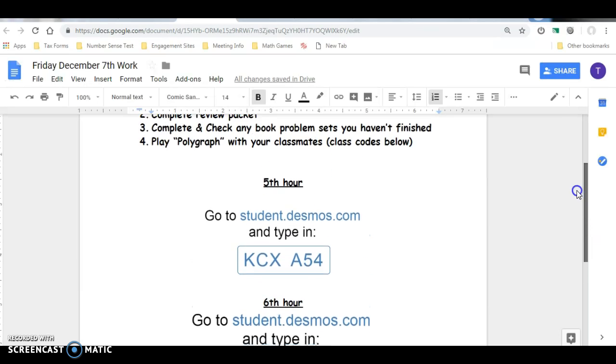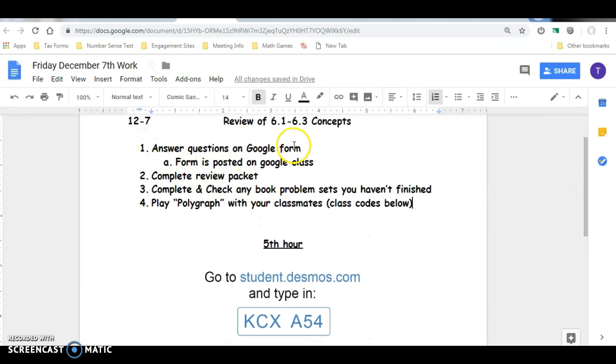So again, get these 4 things done best you can. Google form first, review packet second, finish up any book work before you get into playing that game.